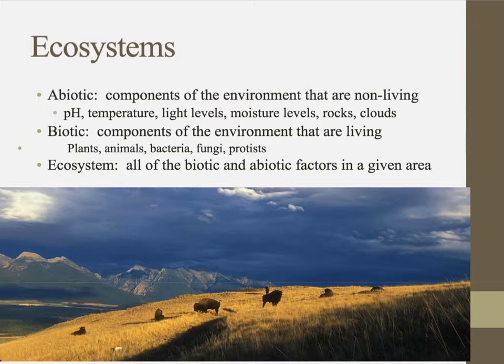So why did I say that picture was actually a picture of an ecosystem? Well, because in that picture, I could see both living things like the coral and the fish and non-living things like the water. So the combination of all of the biotic, which means living, and abiotic, which means non-living, factors in a given area is what we call an ecosystem.